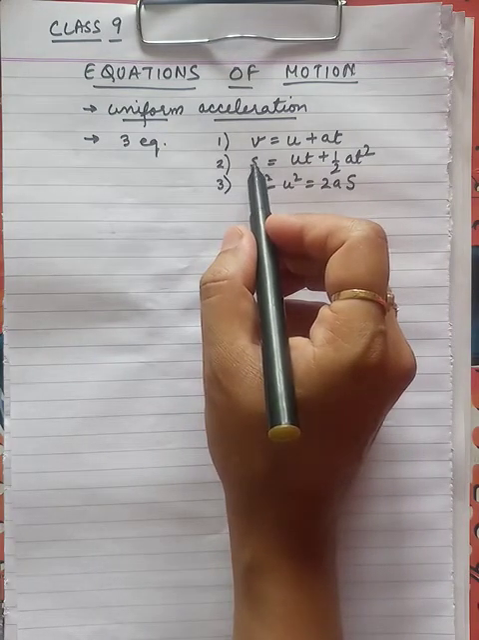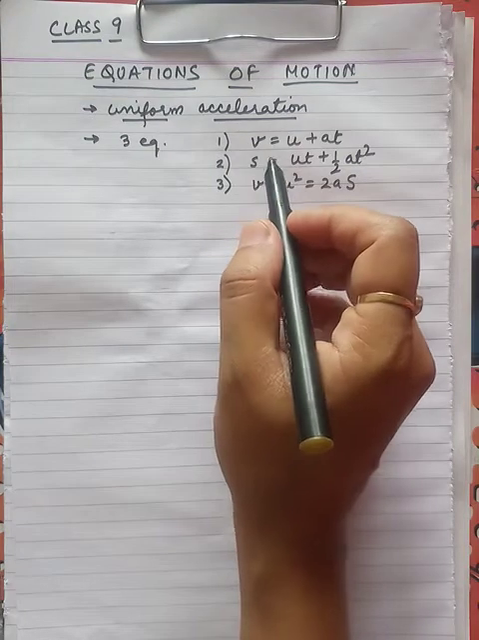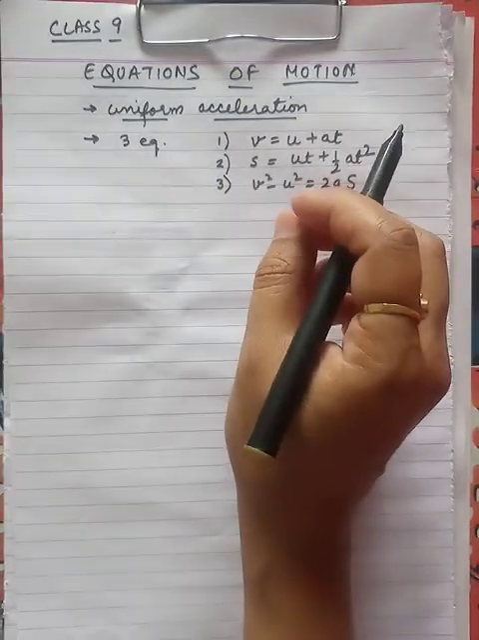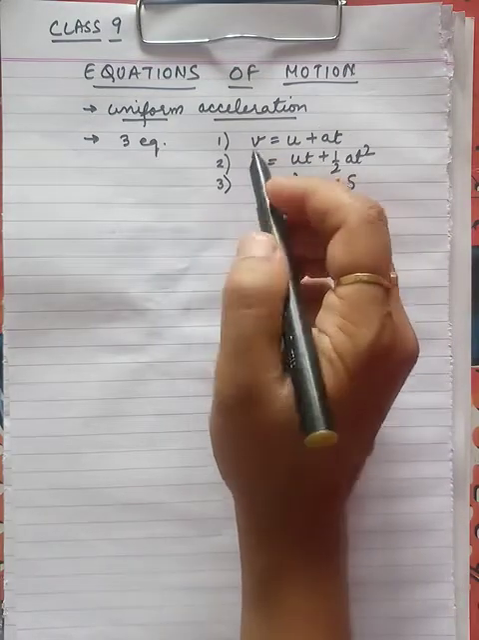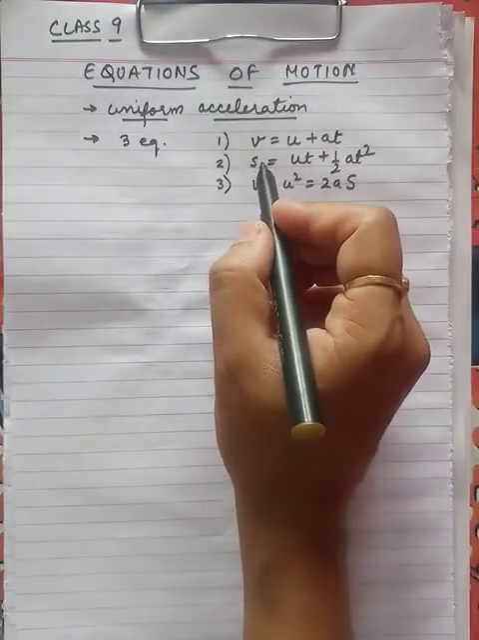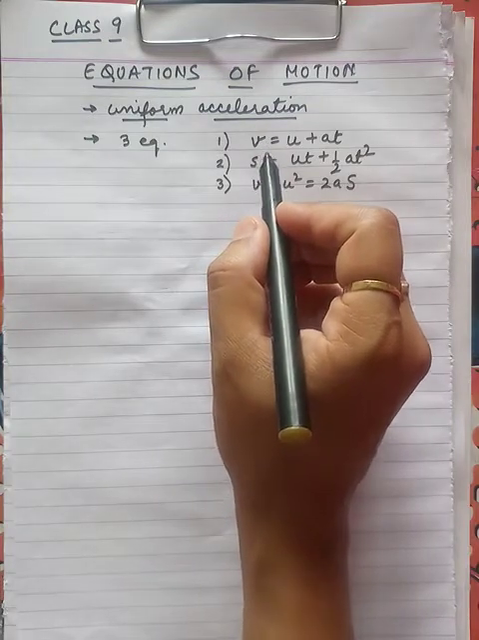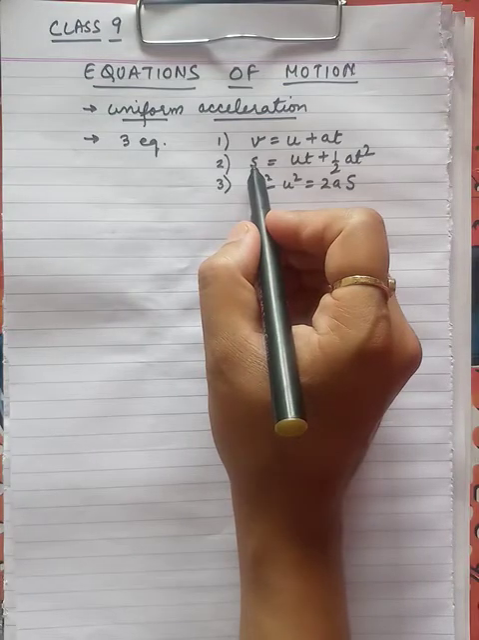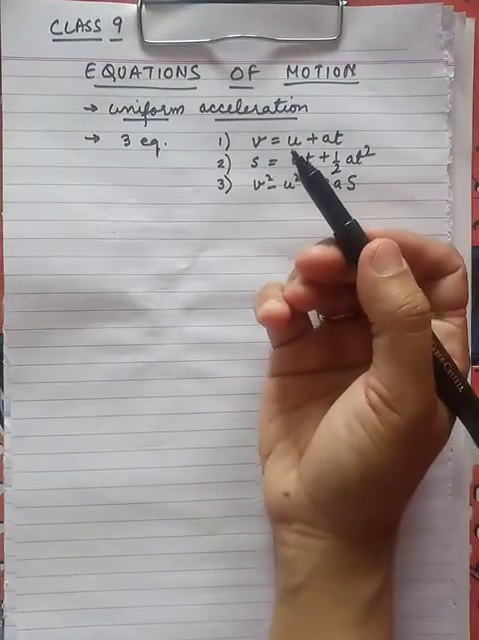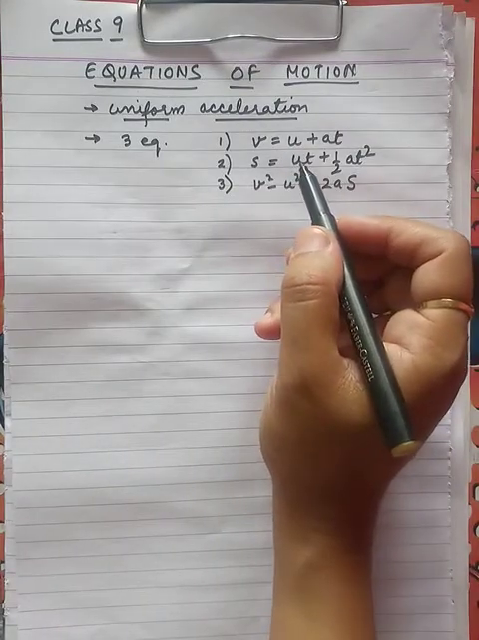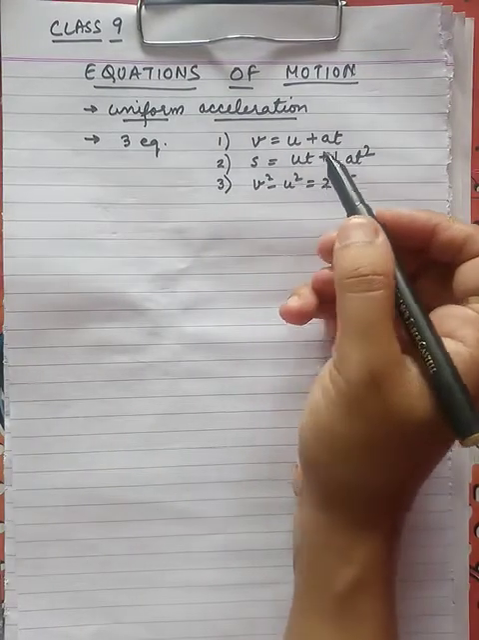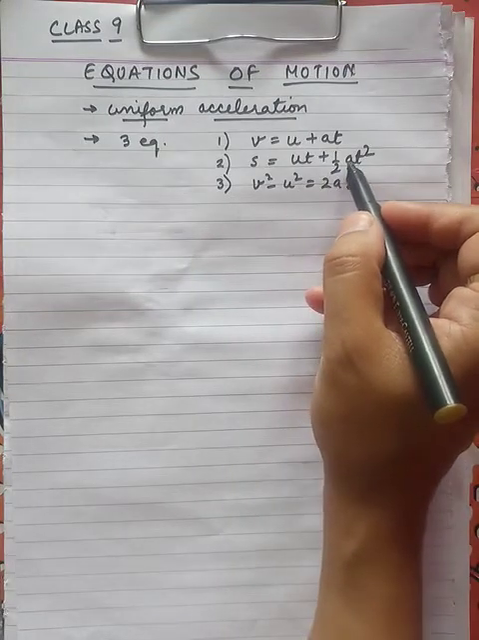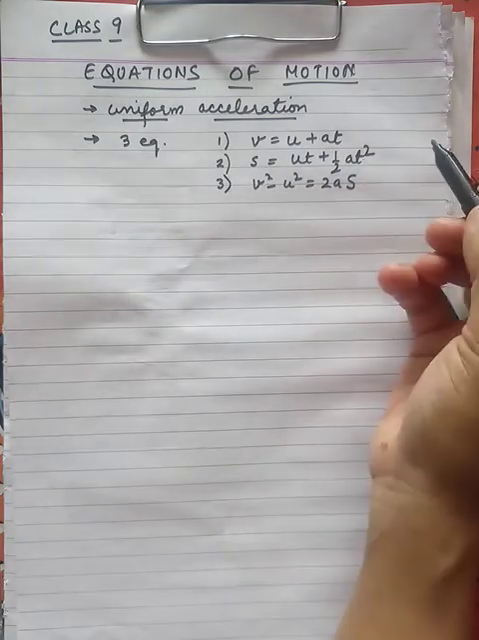Remember, this is a different denotation. Distance is never represented by s, but now in the equations of motion it is important to remember that s is the representation of distance, or in some cases when distance is equal to displacement, s can be said to be displacement also. Okay, now what is u? Again, initial velocity. t is time. a is uniform acceleration. t is again time.